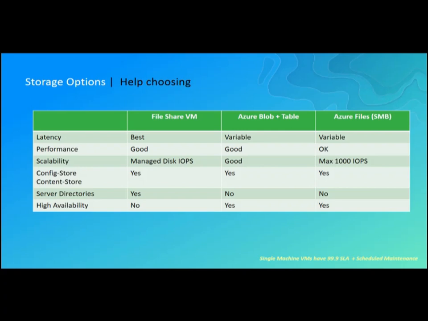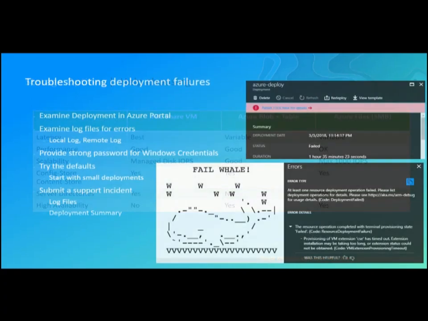So Azure Blobs and Files do have higher SLAs, but keep in mind some of the limitations that are there today. For Azure Blobs, you can't use the server directories. That still needs to be on a file share. For Azure Files, there is today a limit on throughput. So really, it's a trade-off between throughput and high availability. Depending on your needs, you'll have to choose one or the other.